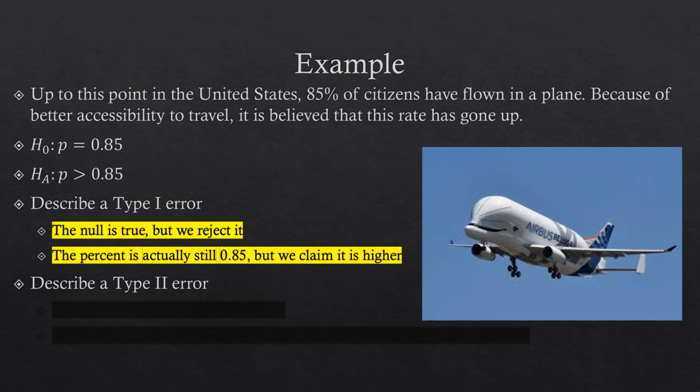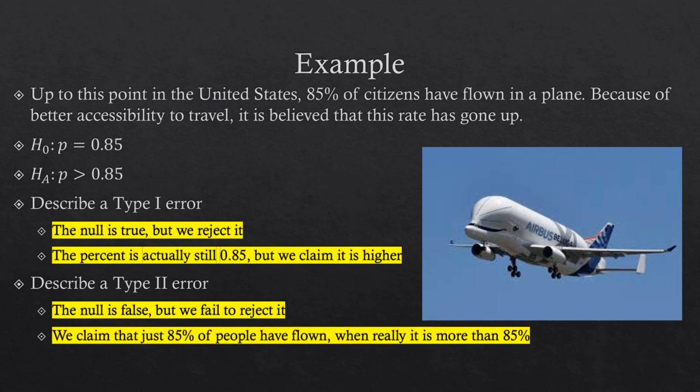Whereas a type 2 error, that is where the null is false, but we fail to reject it. In other words, we did not find evidence that P has gone up from 85%, but really it has gone up, okay? So this is a little more comparable to what you might see dealing with actual proportion hypothesis testing, but know that you can also apply these type 1, type 2 error concepts to non-numerical situations.